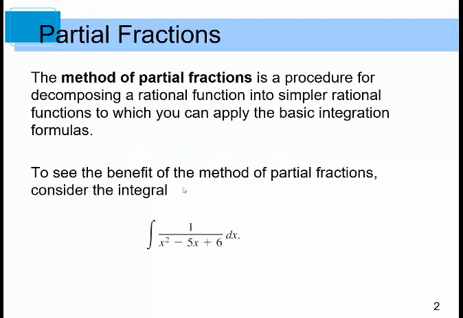Alright. So the method of partial fractions is a procedure for decomposing a rational function, so like take this one right here, 1 over x squared minus 5x plus 6, into simpler rational functions, okay? And once they're into simpler ones, you can apply the basic rules to integrate them. Alright, to see the benefit of this method, consider this integral.